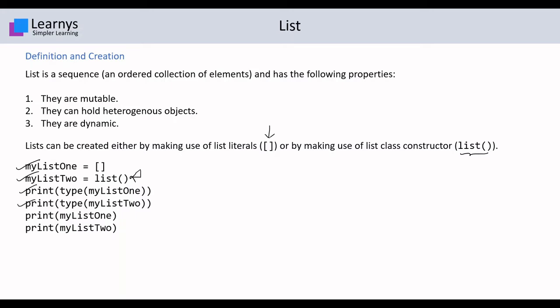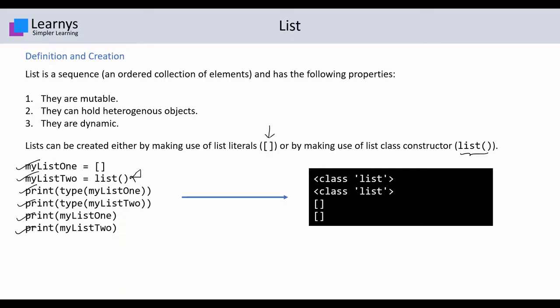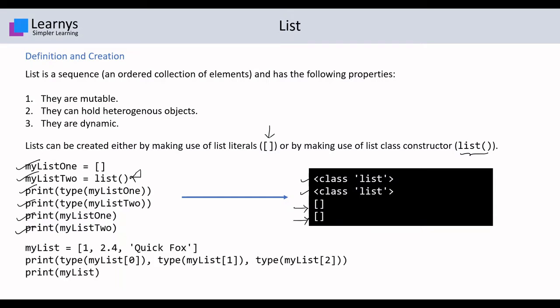Then we are trying to print the type of the list and the values inside the list. When we run this, we get this as the output. The types of both the lists is class list and the values inside them are nothing. So empty list is being printed.